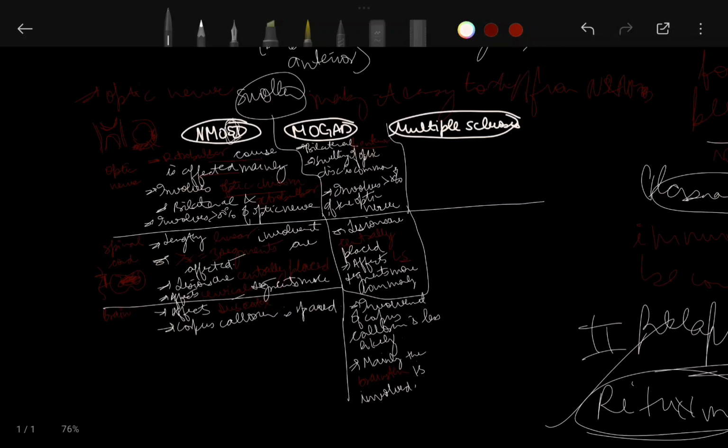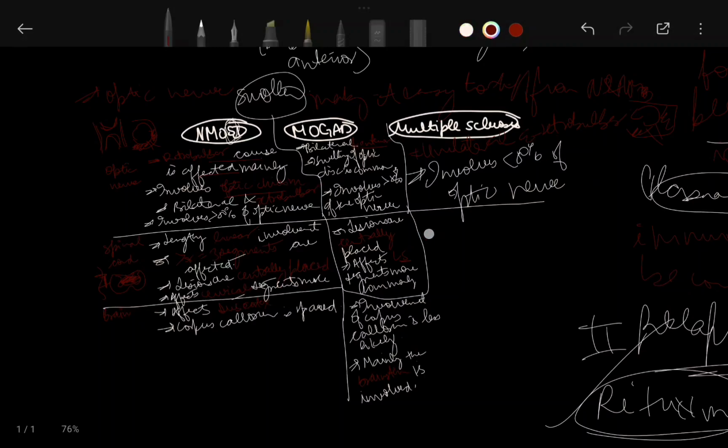After that, multiple sclerosis. Multiple sclerosis is unilateral, not bilateral, and again retrobulbar. It involves less than 50% of the optic nerve. And there is discrete or patchy involvement in spinal cord. Less than 3 segments are affected.